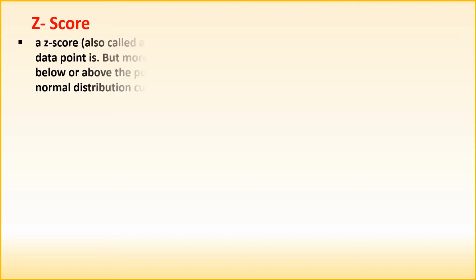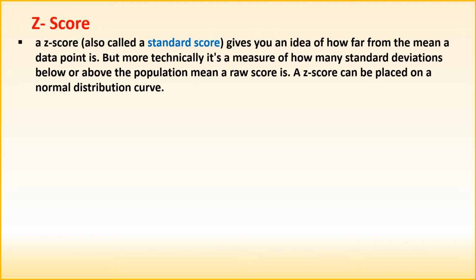So what is z-score? A z-score, also called a standard score, gives you an idea of how far from the mean a data point is. But more technically, it's a measure of how many standard deviations below or above the population mean a raw score is. A z-score can be placed on a normal distribution curve.